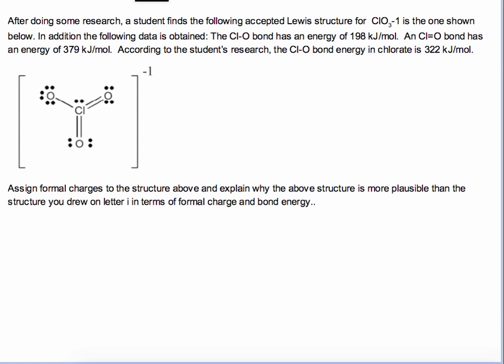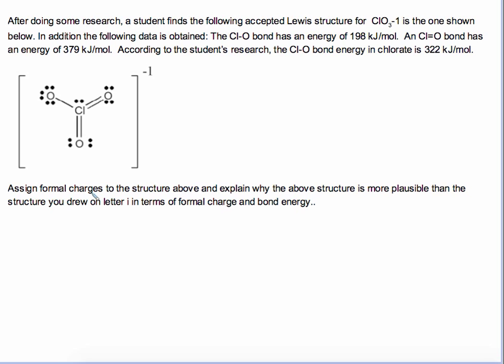Now after doing some research, the student finds the following accepted Lewis structure. You can see that this one violates the octet rule. The chlorine has more than 8 around it. And if you Google this, this is what you might find. I don't think AP would ever have you draw something like that, but they might have you try to justify why this structure might be better than the structure that you drew.